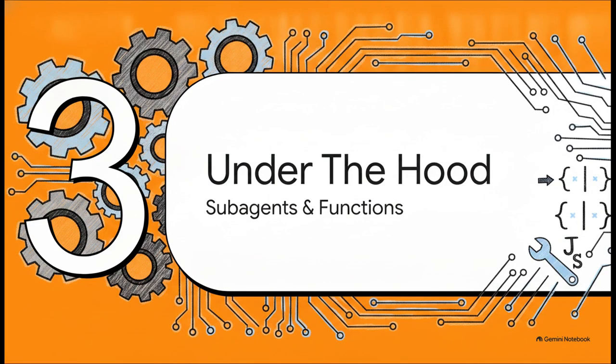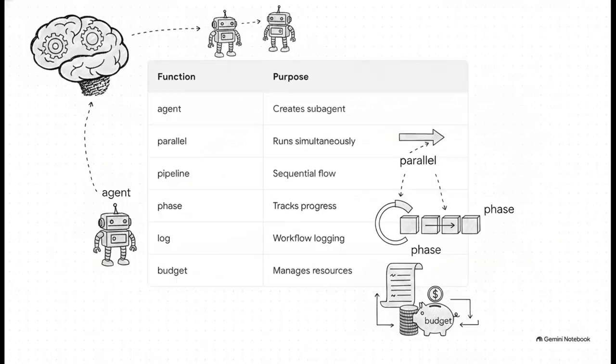Which brings us to section 3, under the hood with sub-agents. You've triggered the workflow, so what actually happens next? Well, what's really interesting about this slide is that if you inspect the source code Claude generates, you'll discover it imports several functions that are absolutely not part of standard JavaScript. You have agent, which literally creates a sub-agent to handle a specific task. You have parallel to run multiple tasks at the exact same time, and pipeline to connect tasks in a sequential flow. It even uses phase to track progress across different stages, log for workflow logging, and budget to actively manage the workflow's computational resources. Basically, Claude is writing a highly structured program to micromanage your request.